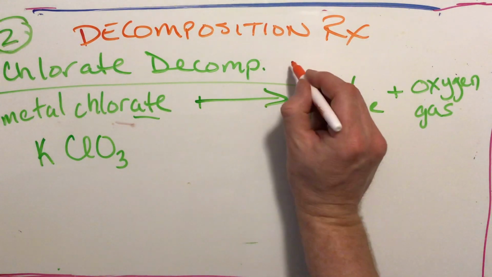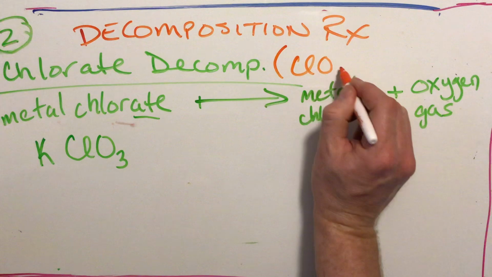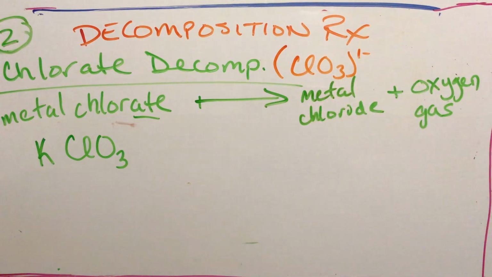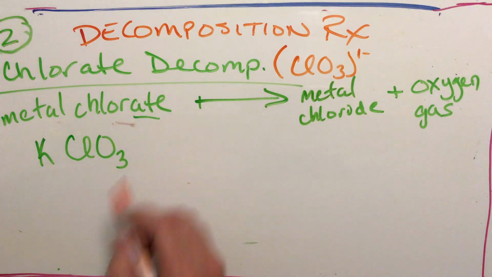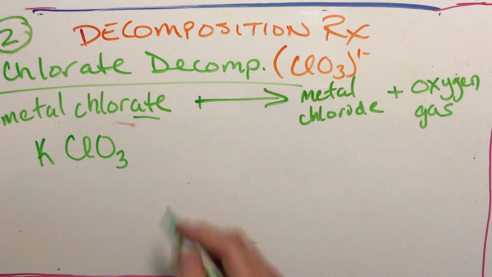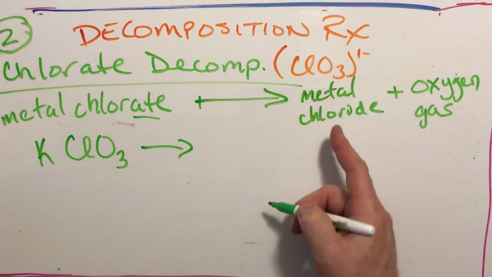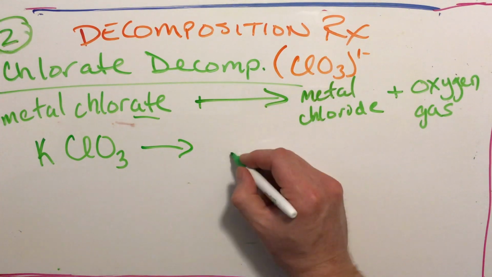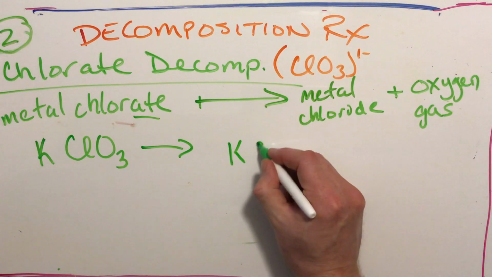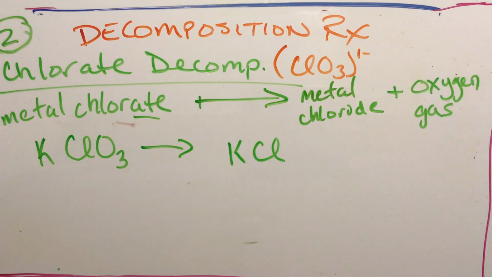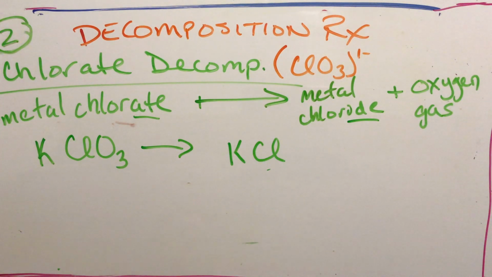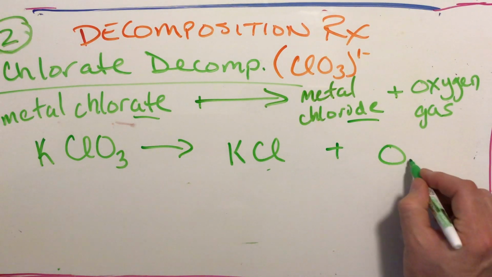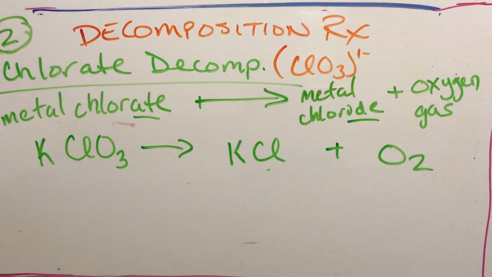All right, chlorate, if we remember, is ClO3. It's got a 1 minus charge. So that's going to break down into a metal chloride. Well, my only metal is potassium, and chloride just means Cl. Chlorine is by itself. It got rid of the O's that were with it. The O's go back here in the form of oxygen gas, which we know is diatomic.